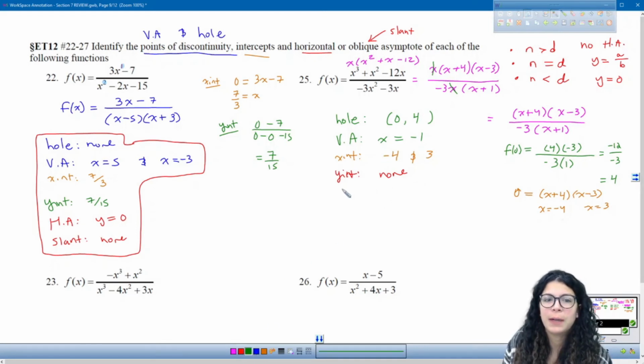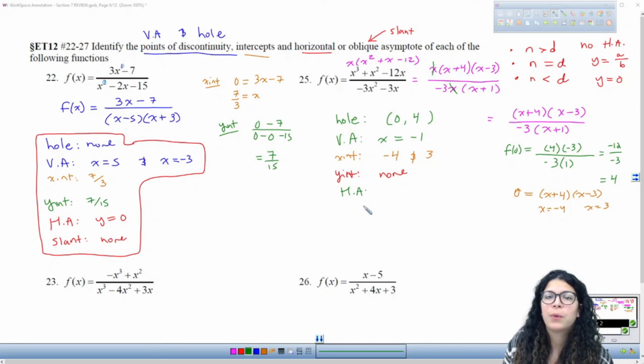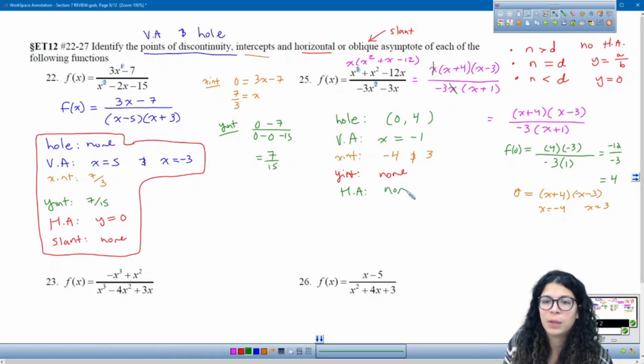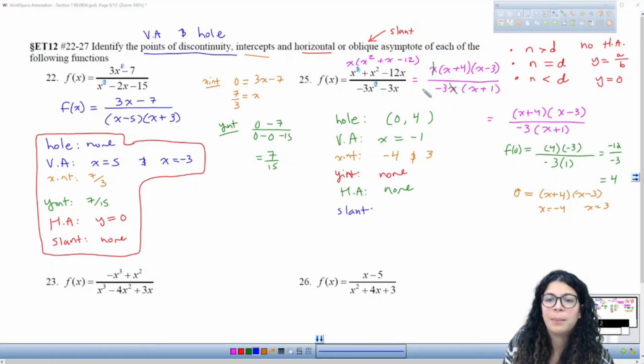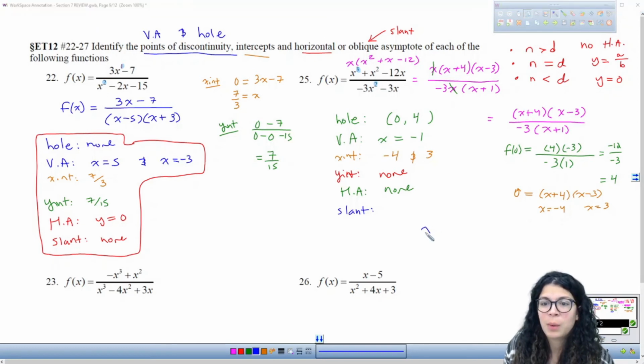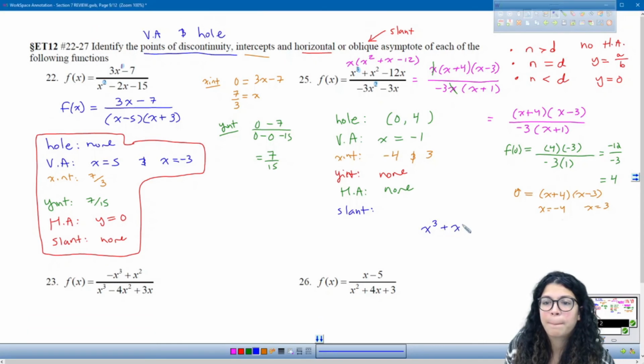Okay, let's move on to finding the horizontal asymptote. For the horizontal asymptote, let's compare the degree on the top with the degree on the bottom. Notice that the degree of the numerator is bigger than the degree of the denominator, so there is no horizontal asymptote here. If there's no horizontal asymptote, that means that a slant may exist. And a slant exists if the numerator degree is bigger than the denominator degree by 1, which is the case here. We find the slant by dividing. So I'm going to divide my numerator by my denominator.